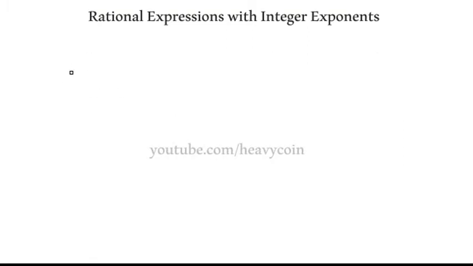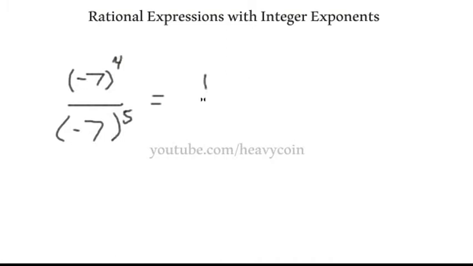Okay, something a little bit more complicated. Well, I don't know if this is more complicated, but we're going to throw a negative in. Negative 7 to the fourth over negative 7 to the fifth. Now you notice we have 4 in the top, 5 in the bottom, so we can cancel 4 of those out in the top and 4 out in the bottom, and we would just be left with one of them in the denominator.